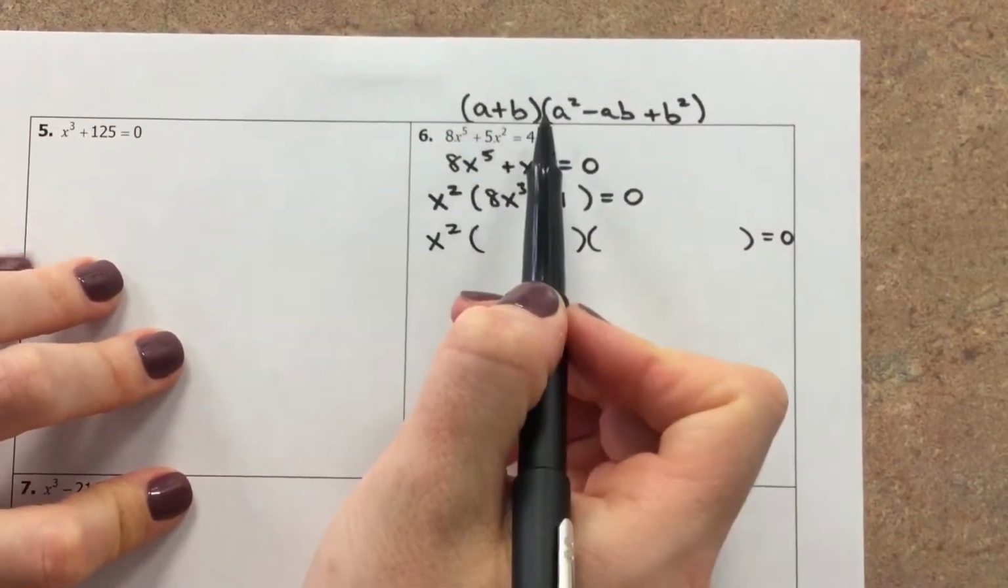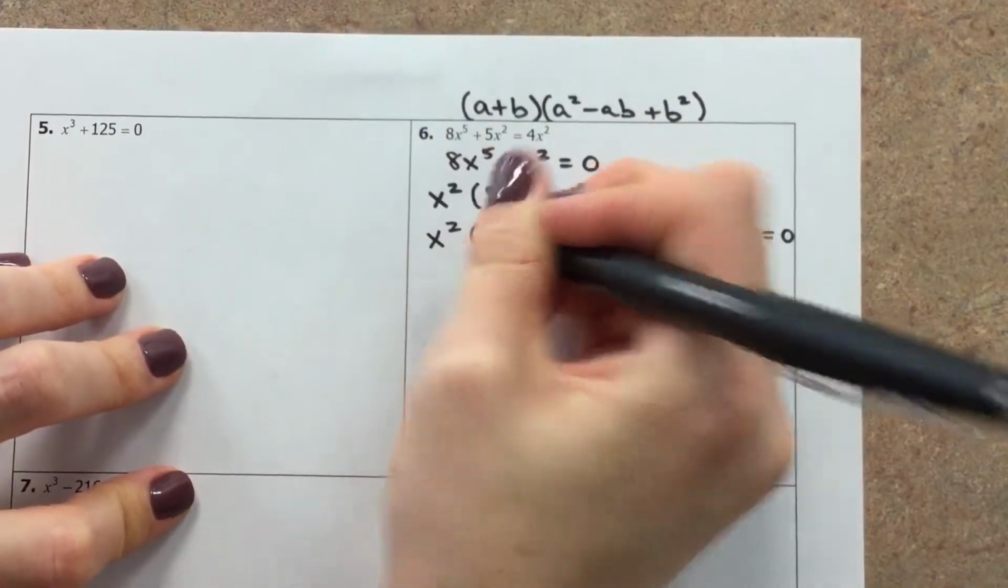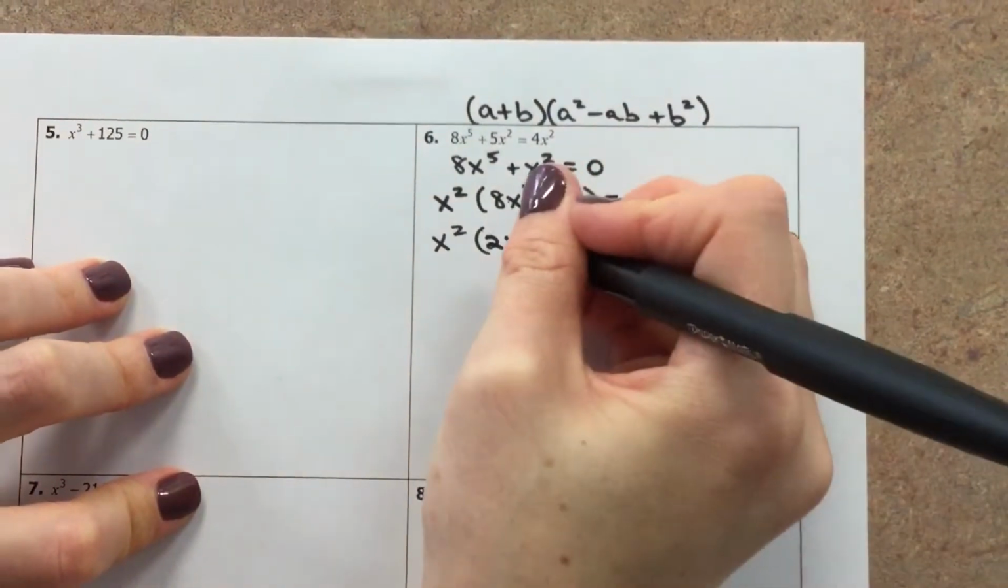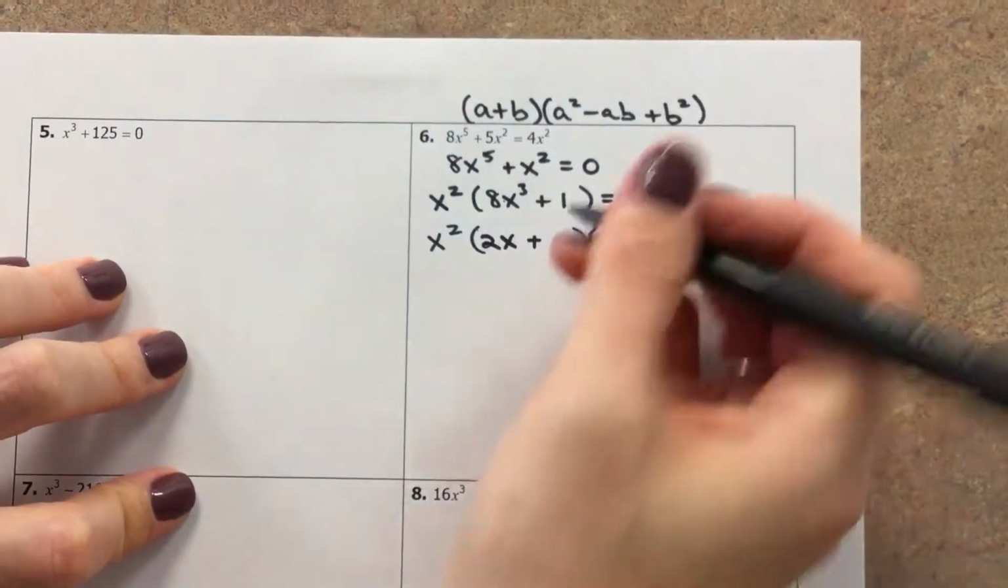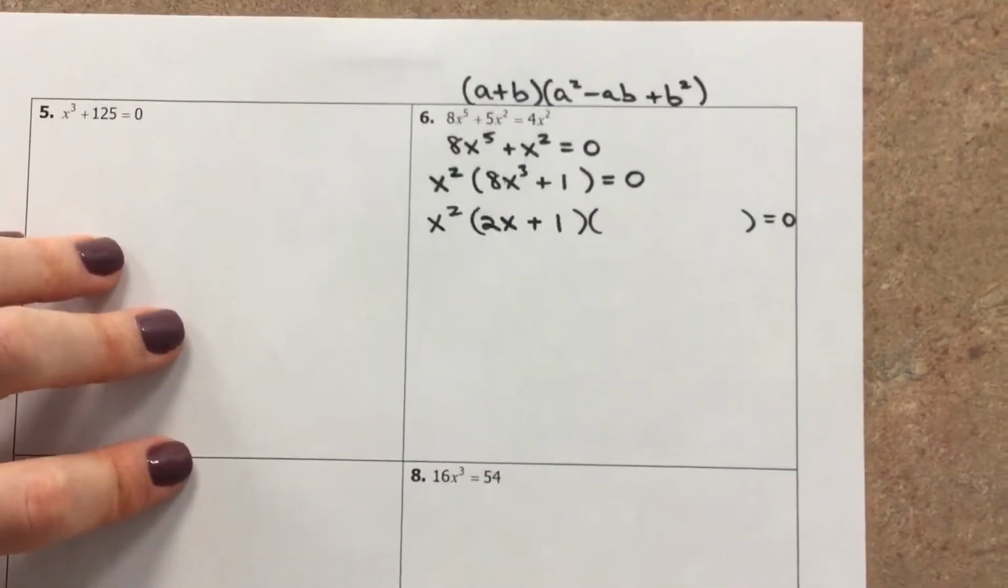So my a plus b, remember, just means I'm uncubing these. So if I uncube the 8, I get 2. And then uncube, I just have an x. Keep the same sign as the original one had. And if you uncube a 1, it's still 1, because 1 times 1 times 1 is still just 1.